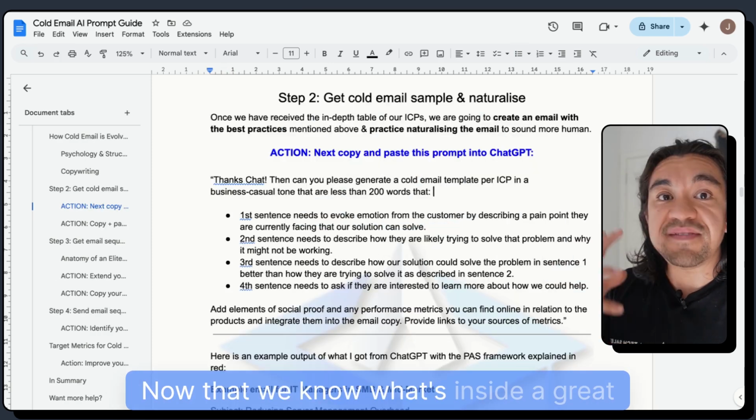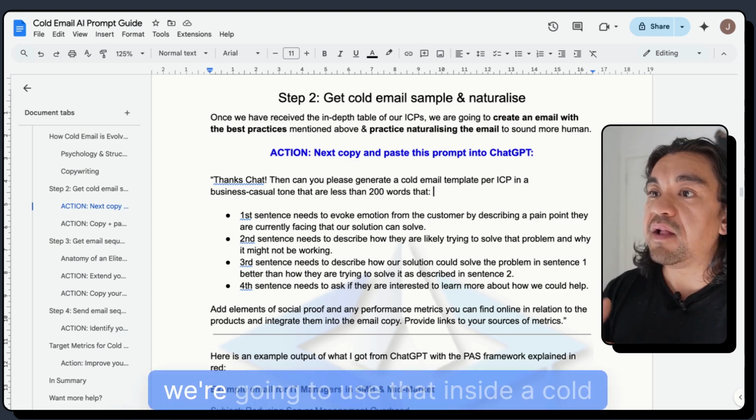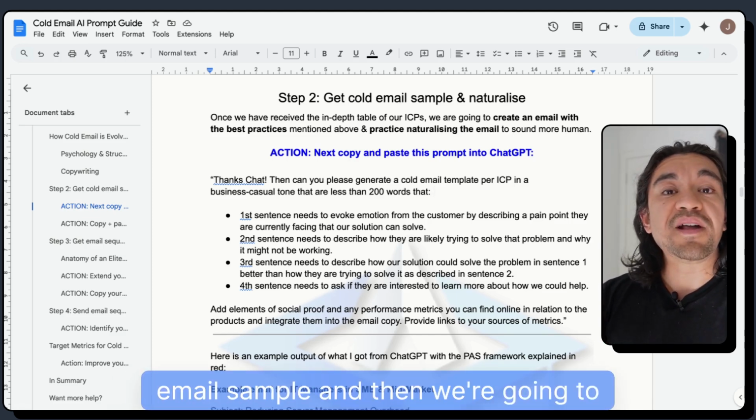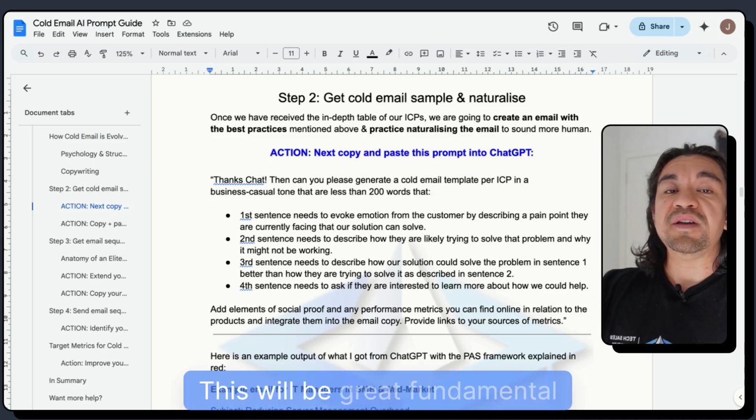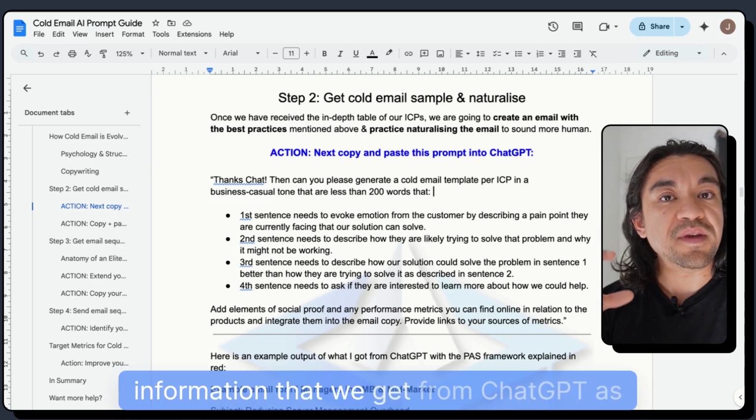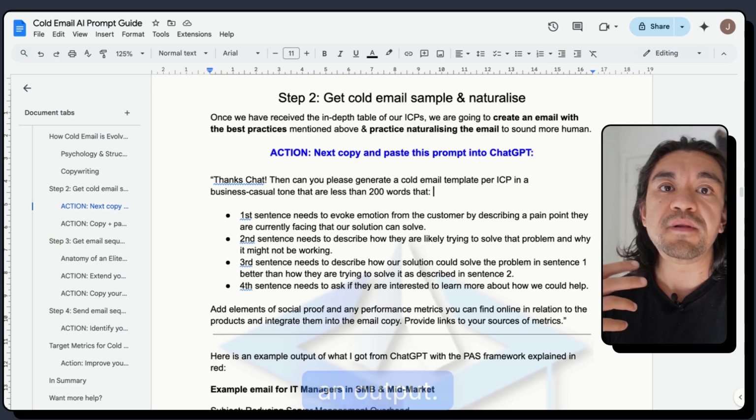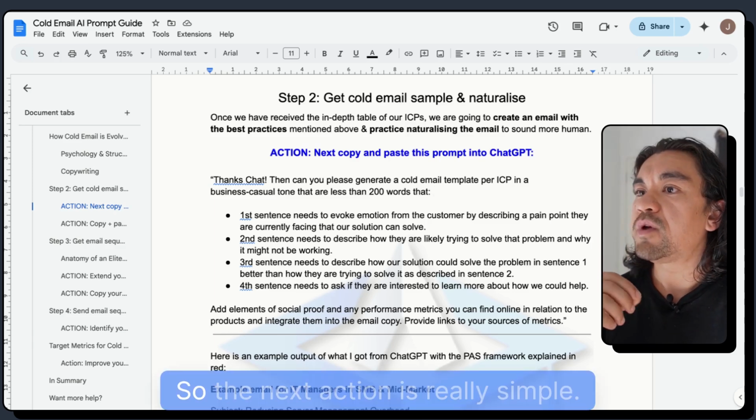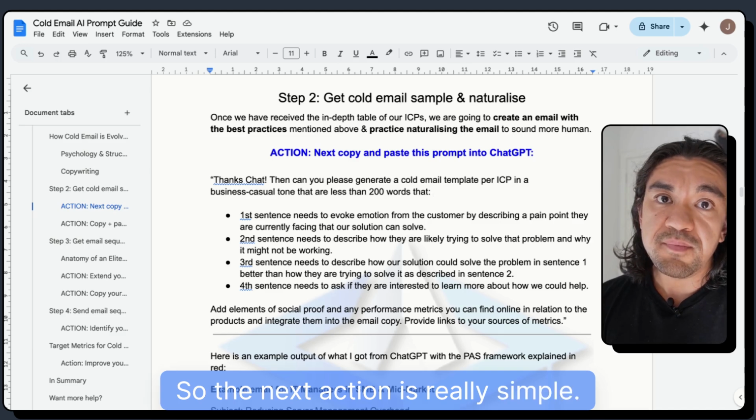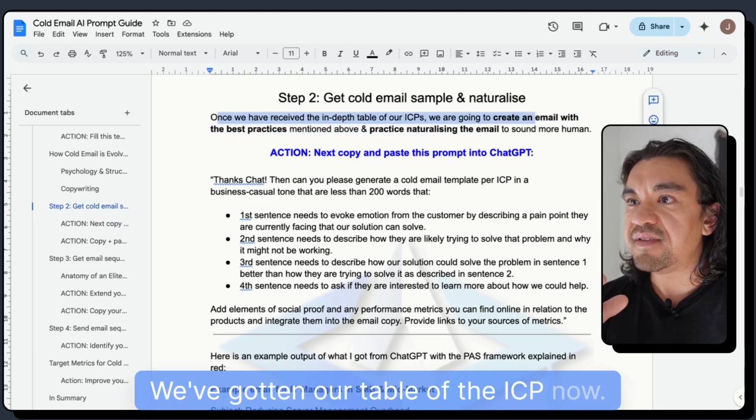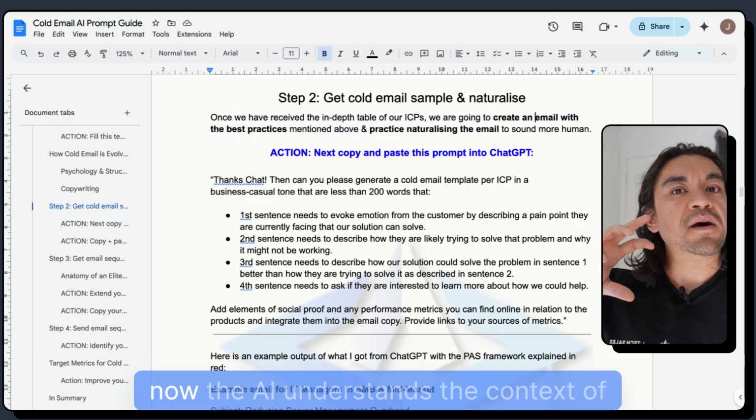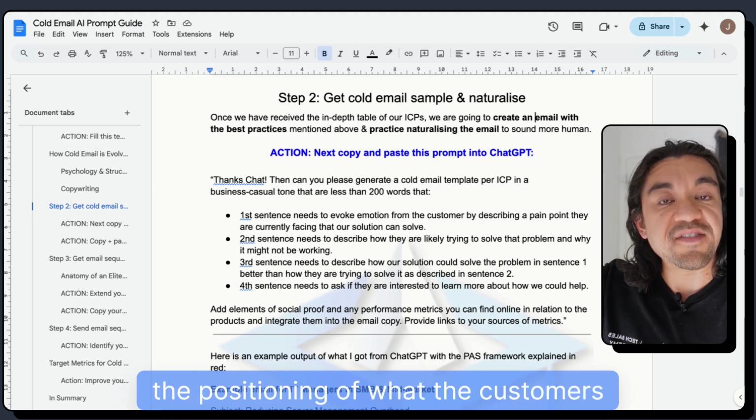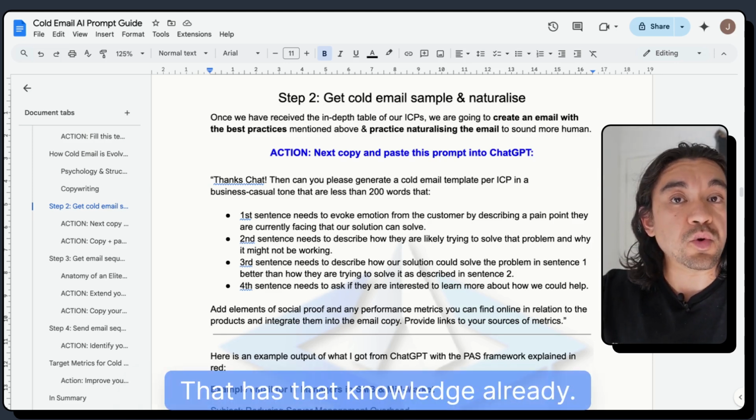Now that we know what's inside a great cold email, we're going to use that inside a cold email sample, and then we're going to naturalize it. Again, this will be great fundamental information that we get from ChatGPT as an output. We want to make it sound like us, like human beings. Okay, so the next action is really simple. We've got our table of the ICP. Now the AI understands the context of the positioning of what the customers are, etc. That has that knowledge already.